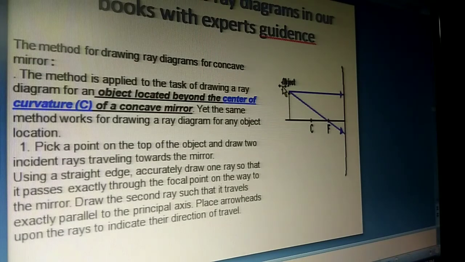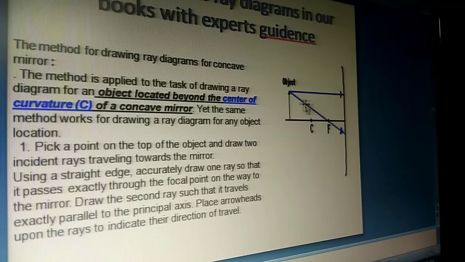The rays coming parallel to the principal axis, after reflecting, converge at a point, which is known as the principal focus or focal point, designated by capital F. The distance between the pole of the mirror and the focal point or principal focus is known as the focal length and is designated by small f.